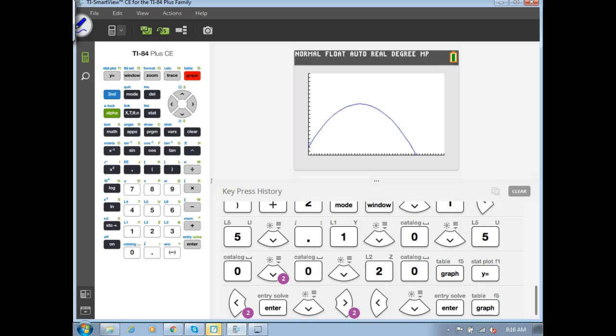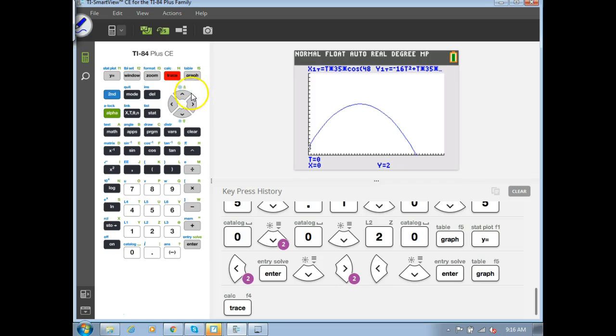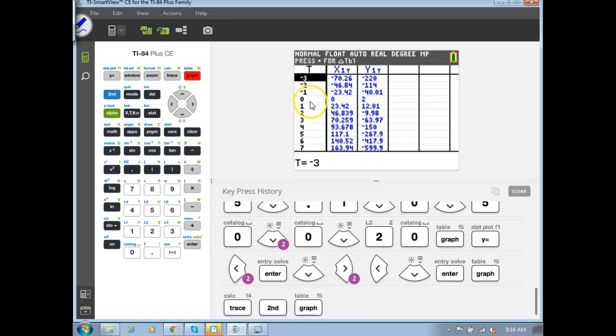Now, we have more questions to answer, don't we? There are some questions about Luigi, and it says, find the time that the ball hits the ground. There's a couple of places you could do this. Unfortunately, your calc menu doesn't really work well in parametric mode. So for most people, they either trace it or they go to their table. And remember, they're looking for when it hit the ground, so that means the vertical height.